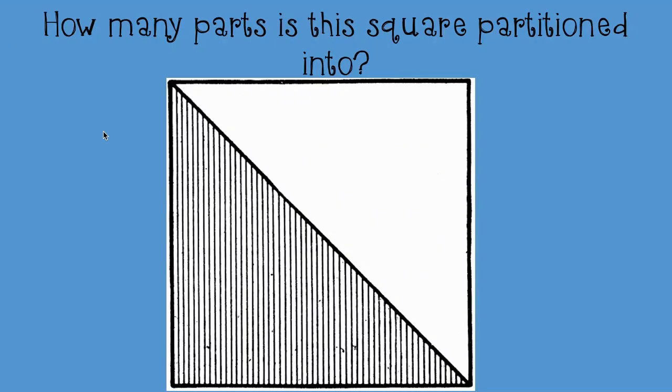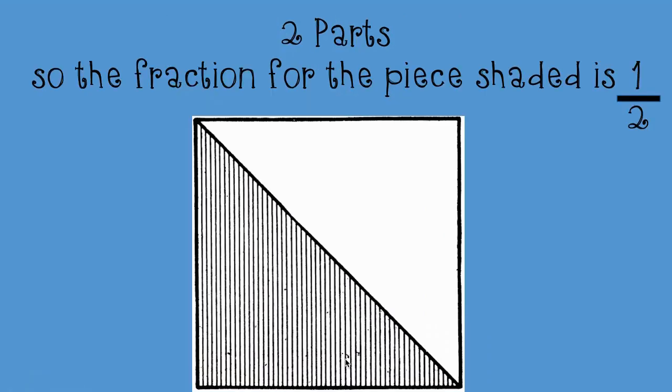How many parts is this square partitioned into? Two. Very good. It is partitioned right here. This is just showing that it's shaded. Boys and girls, this is just the shading. So, how many parts? You have two parts. So the fraction for the piece that is shaded right here would be one of the two parts. One of the two pieces is shaded. The two on the bottom tells you that there are two parts. The one on the top tells you that one part is shaded.